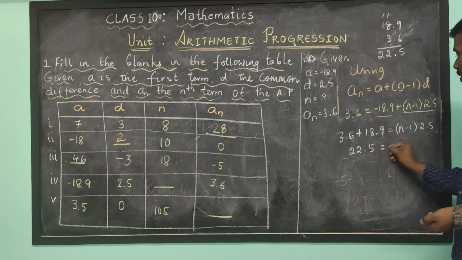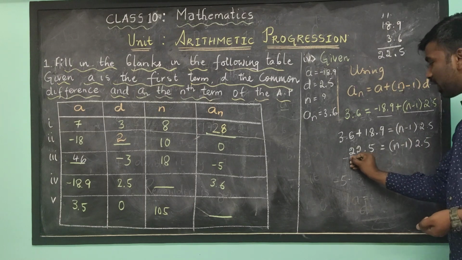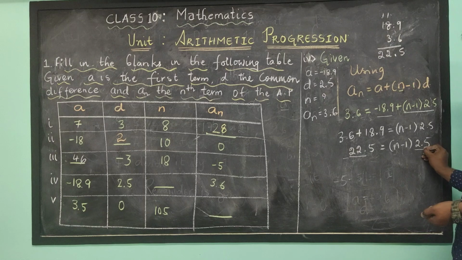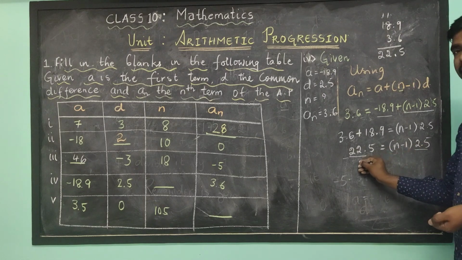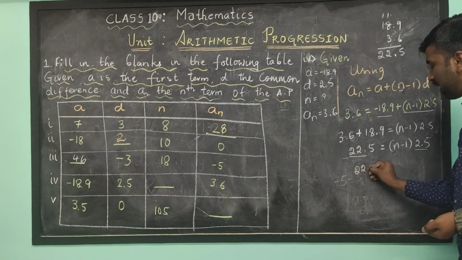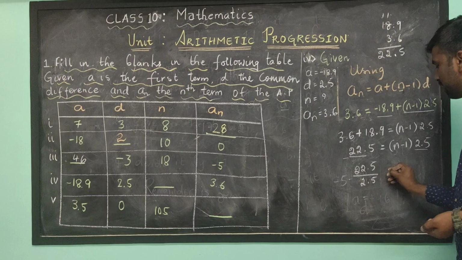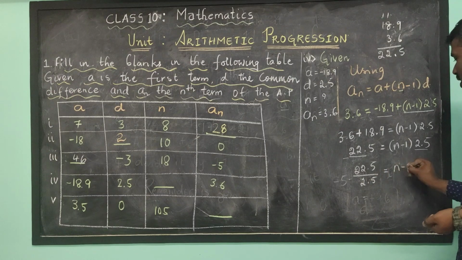22.5, which is equal to n minus 1 into 2.5. Now shift this 2.5 to denominator of RHS. What you get? 22.5 divided by 2.5, which is equal to n minus 1.